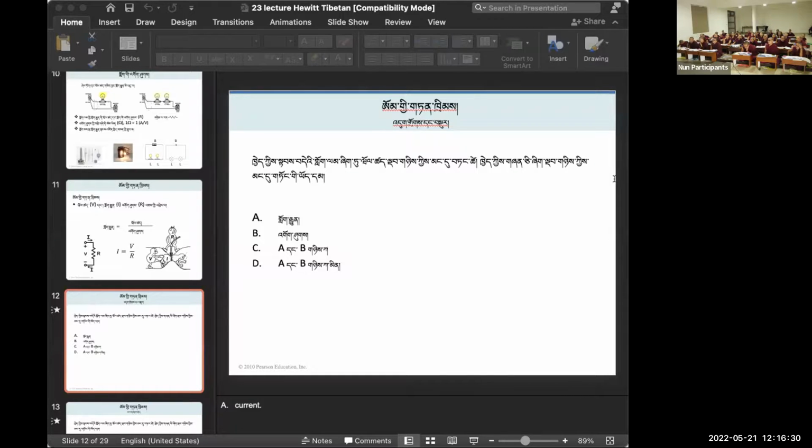The current will reduce by half. That's right, and that's great. I love it when everybody says it together. That way I know that everybody seems to have a good sense of that.